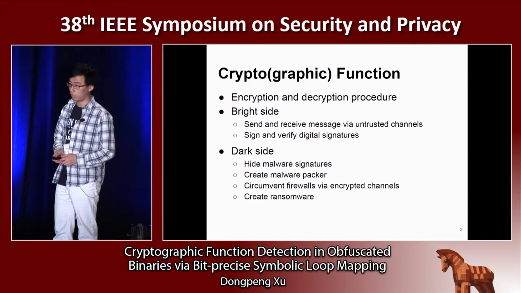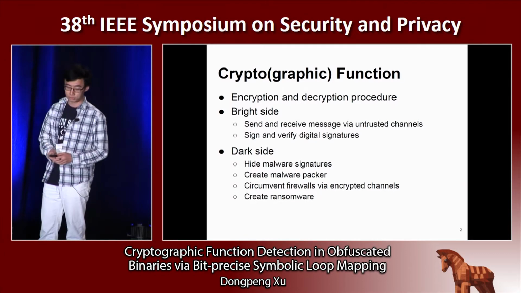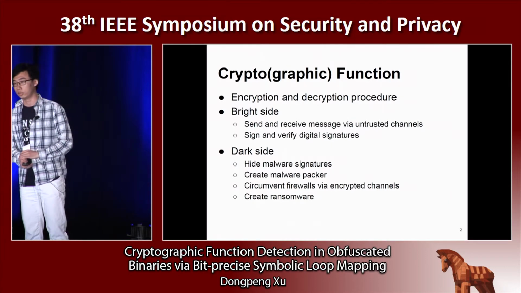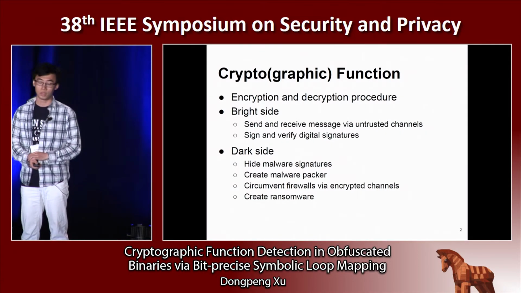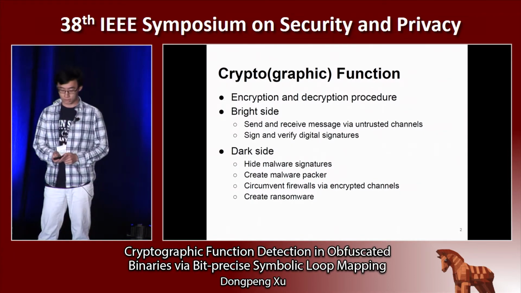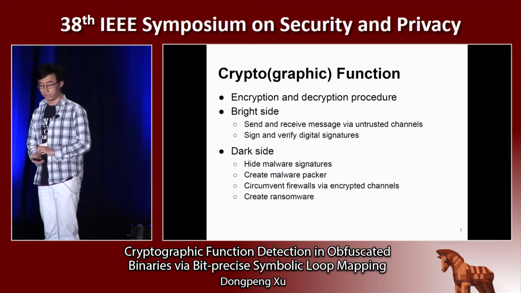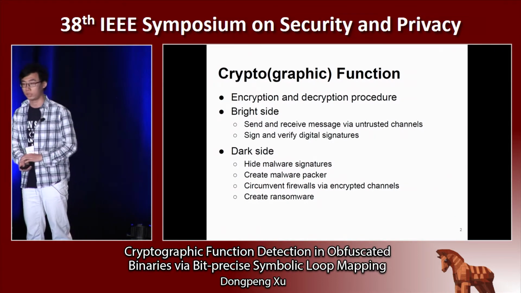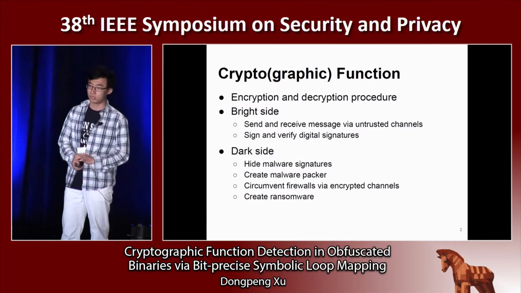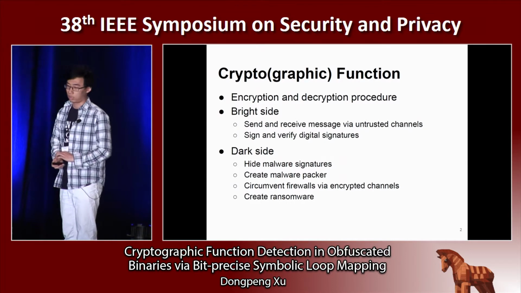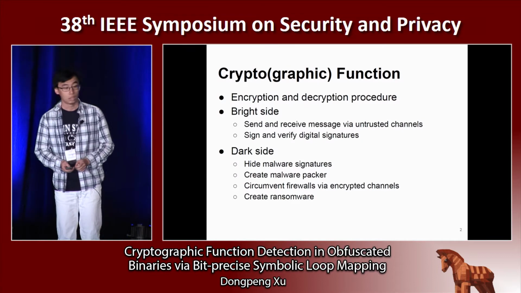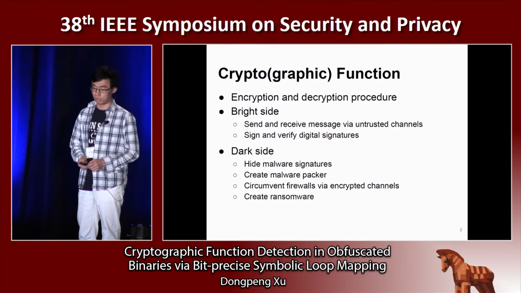First, from the bright side, crypto functions can be used for sending and receiving messages via untrusted channels, and also for signing and verifying digital signatures. On the other hand, on the dark side, malware authors can use crypto functions to hide malware signatures, create malware packers, and work around firewalls via encrypted channels invented by the malware developers.